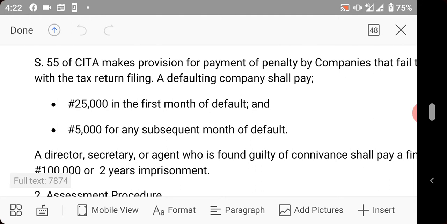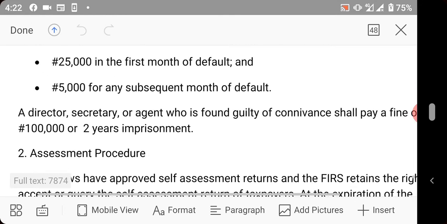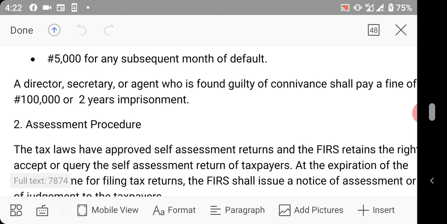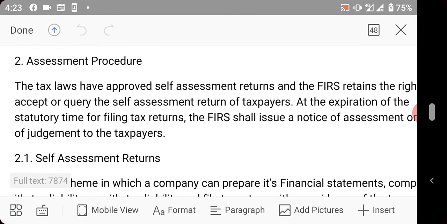Whereby you fail to file your tax return, you will be fined 25,000 naira for that failure. Then additionally, you will pay 5,000 naira for any subsequent month you fail to file your tax return. Now, if any director, secretary, or any person is found guilty of failing to file a tax return, he or she will pay a fine of 100,000 naira or face 2 years imprisonment.